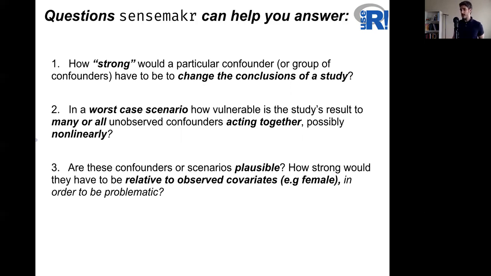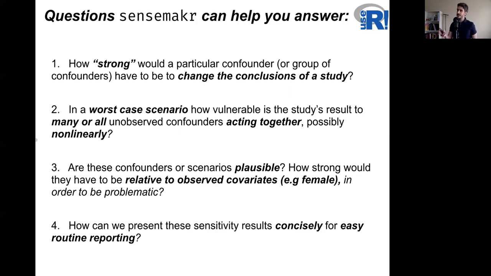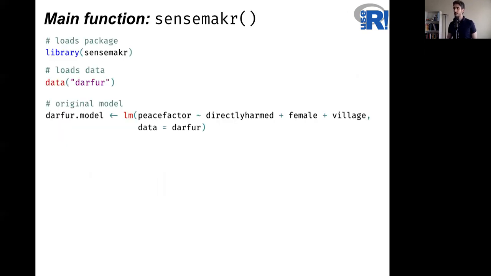Or more precisely, how strong would they have to be relative to observed covariates, for example, female, in order to be problematic? And finally, how can we present the sensitivity results concisely for easy routine reporting? So let us go back to our Darfur example and answer those questions using sensemakr.